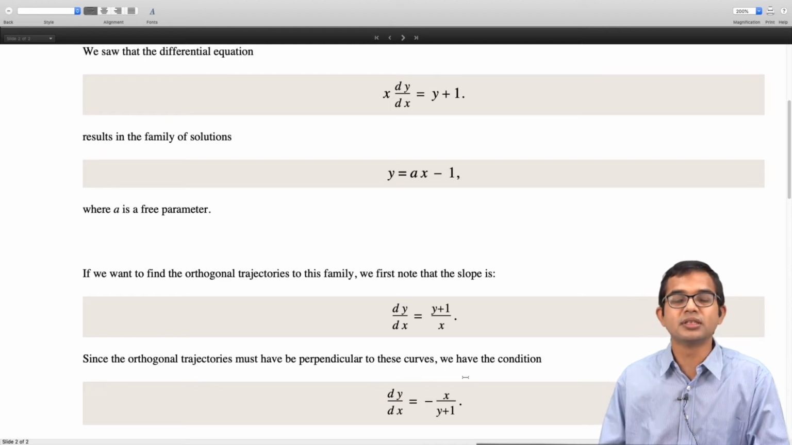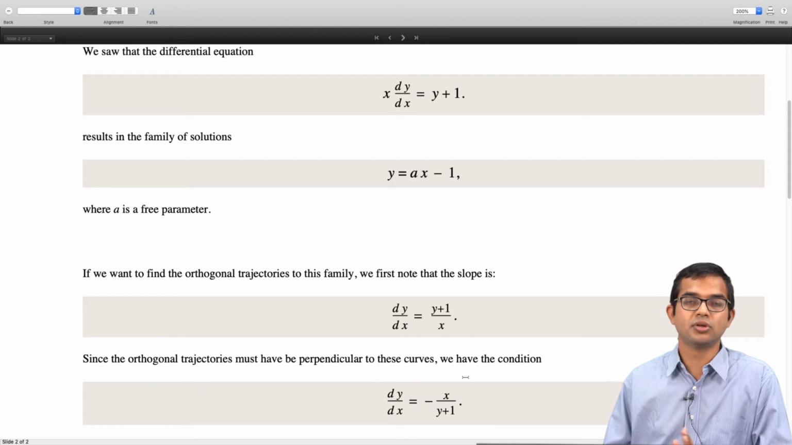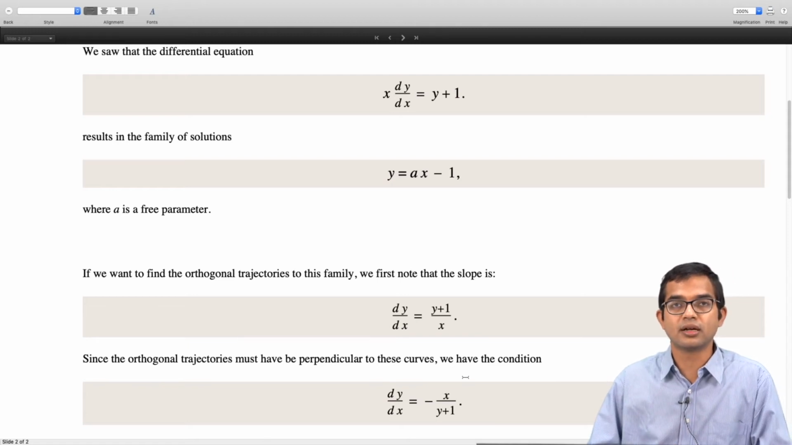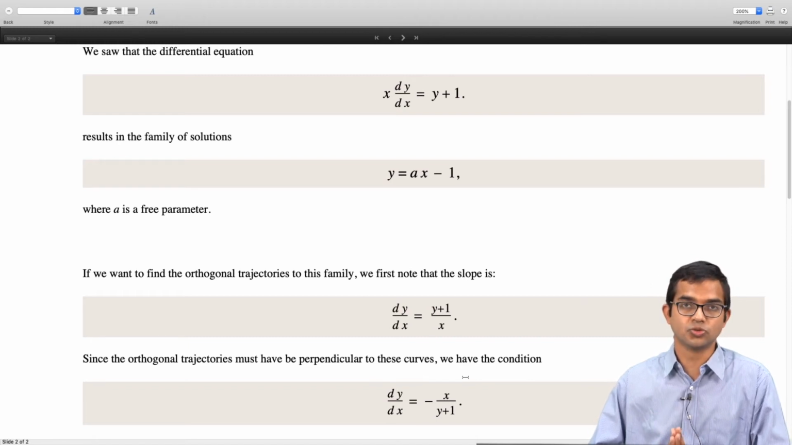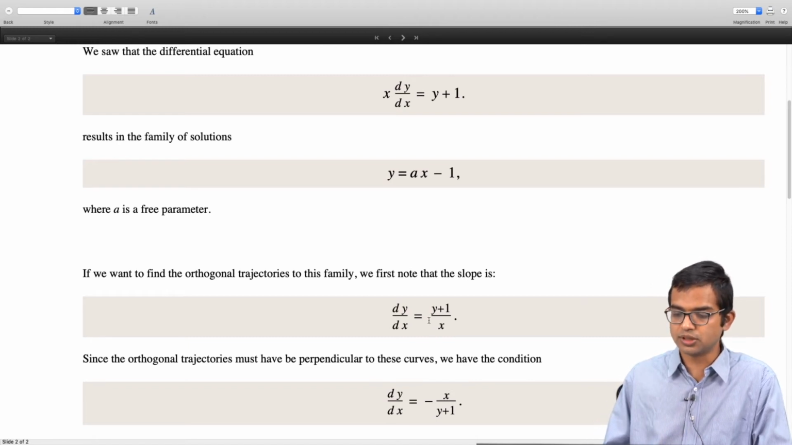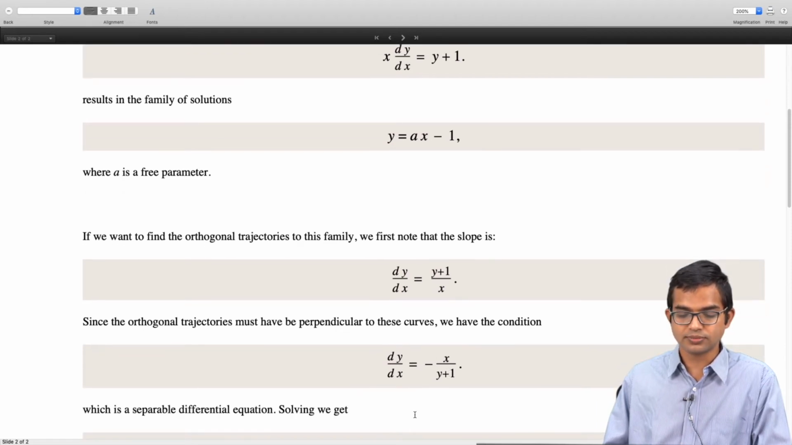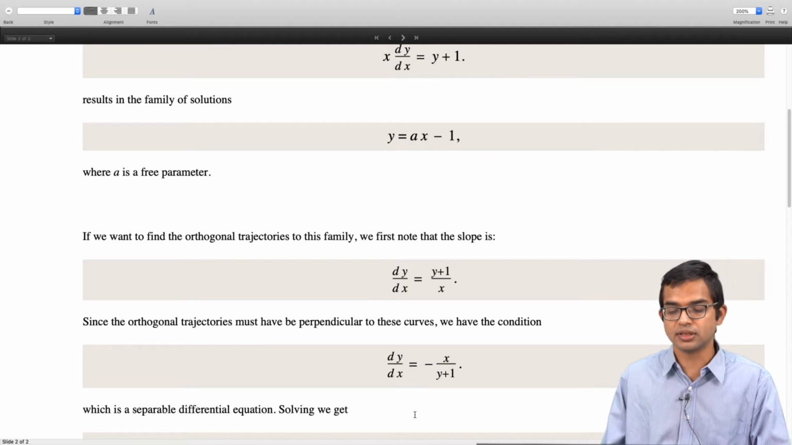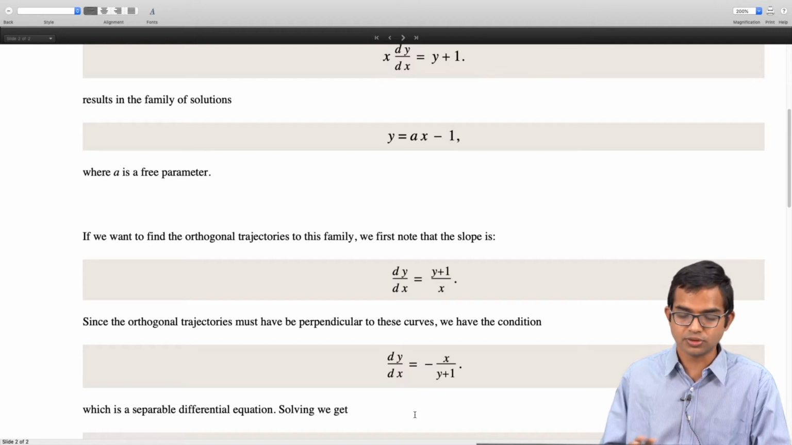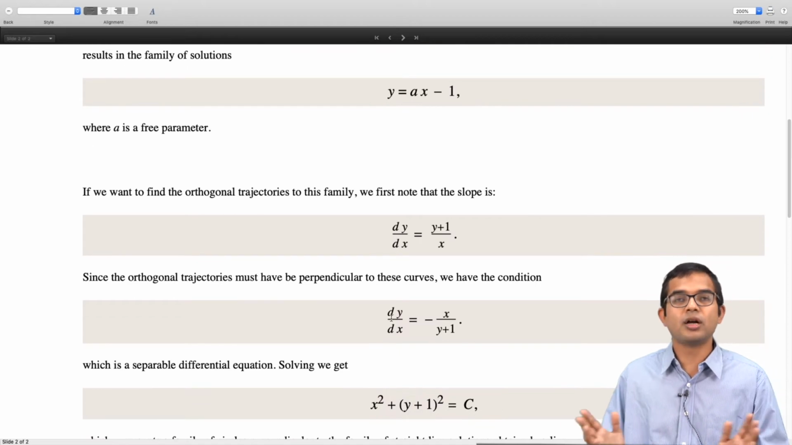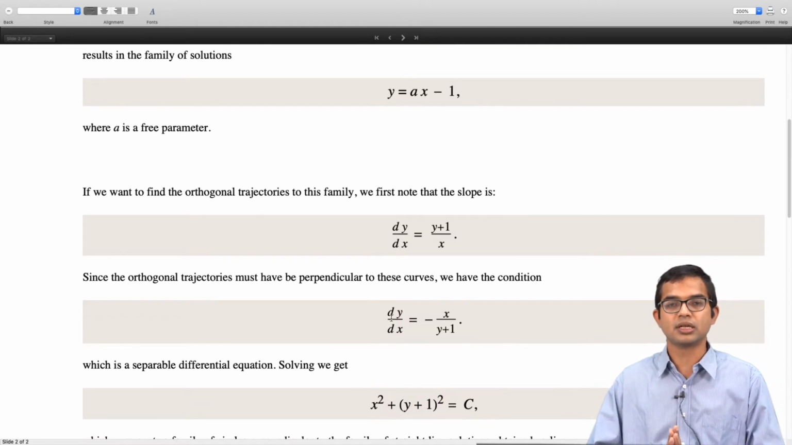So this is a familiar result from basic coordinate geometry. We know that if two curves intersect at right angles, then the product of their slopes must be equal to minus 1. So that's being used here, and so we have dy by dx is equal to minus x over y plus 1, which is a separable differential equation. A very simple scenario that I've considered here. There are more complicated examples which you can perhaps work out as homework later on. So solving this, we get x squared plus y plus 1 the whole squared is equal to c. This is very straightforward to solve.